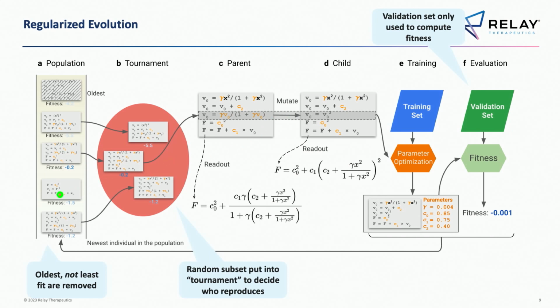Here's the other interesting thing this regularized evolution step does. Very often people go through and remove the least fit members of the population. That's not what this does.